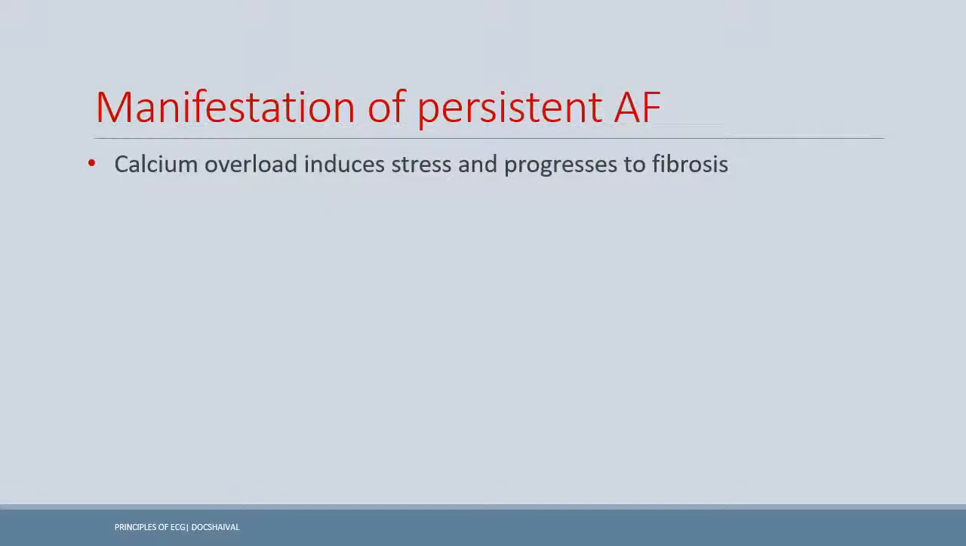Now, one of the mechanisms by which persistent AF induces fibrosis in the atrial cells, thereby inducing tissue heterogeneity, we are going to see in a moment. There are many theories behind it, but one of them is calcium overload that induces stress, and it progresses to fibrosis. Okay, so persistent AF causes calcium overload that progresses to fibrosis.